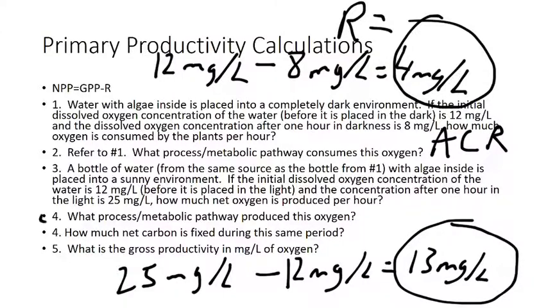So question 4, and we have 2 question 4s here. The first question 4, what process or metabolic pathway produced this oxygen? Photosynthesis is a metabolic process. It's a multi-step chemical process involving multiple enzymes. So the answer to this one, photosynthesis. Part 4 wants to know how much net carbon is fixed during the same period.